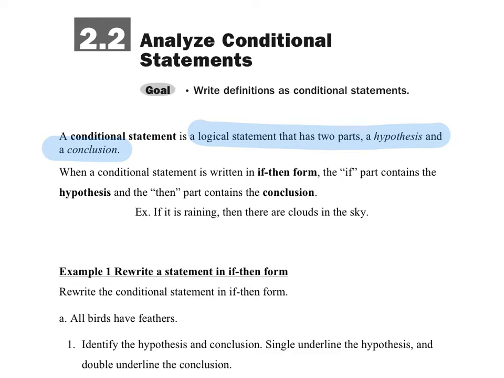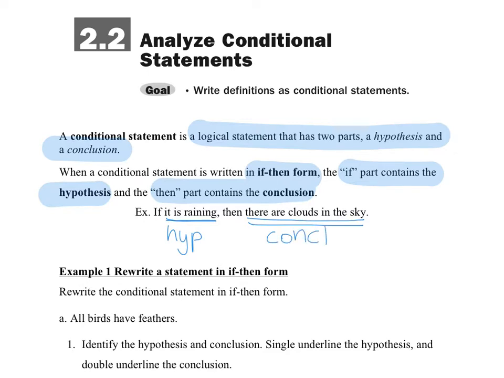If we write a conditional statement in the if-then form, the if part contains the hypothesis, the then part contains the conclusion. So for example, if it is raining, then there are clouds in the sky. It is raining is the hypothesis. I'll abbreviate. And there are clouds in the sky is the conclusion. So keep in mind that it does not include the word if and does not include the word then.